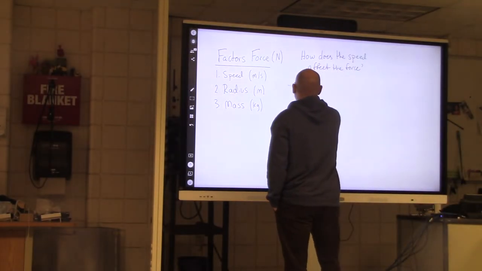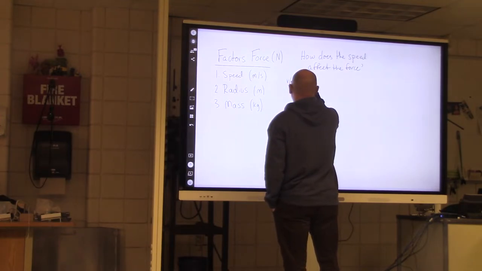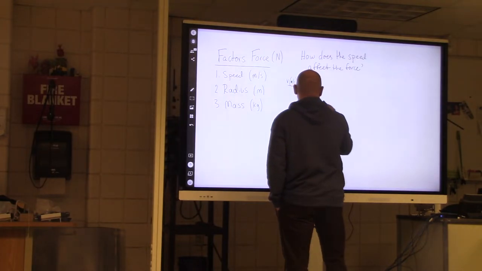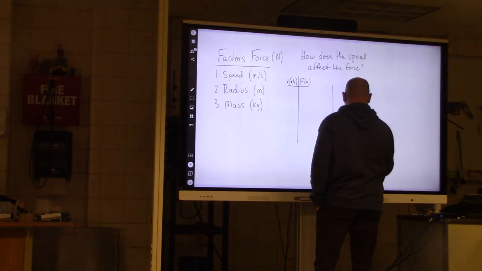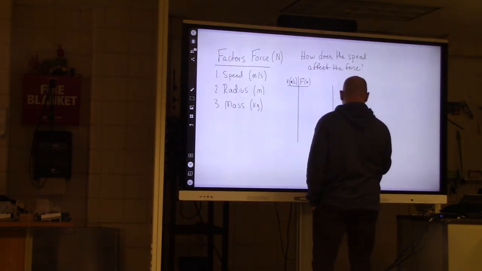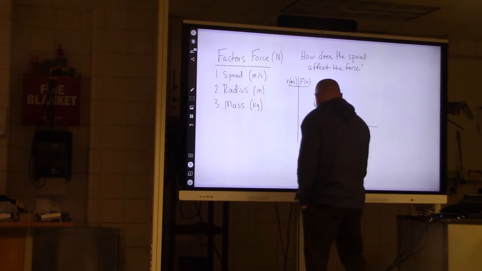So your data table is going to look like this, where you're changing the speed, and then you're measuring the force. Okay, and then you're going to graph speed down here in meters per second, and force over here in newtons. Okay, and then we're going to analyze.